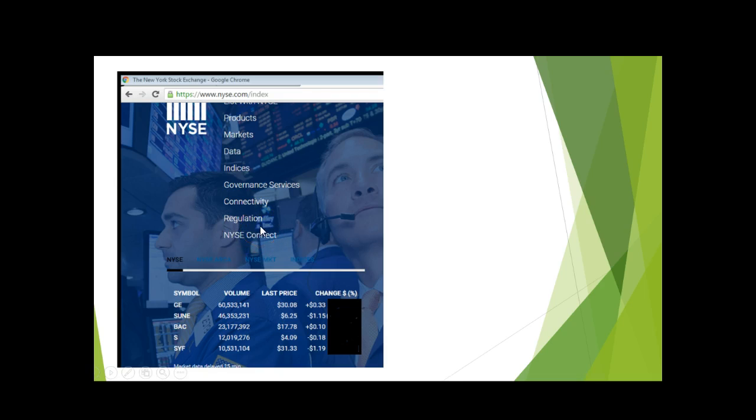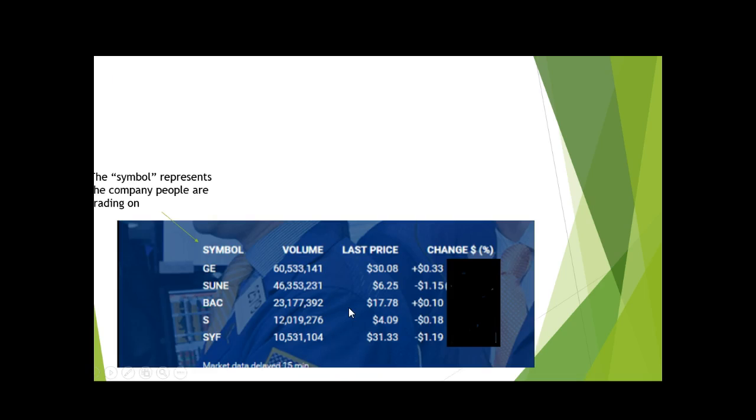So this is a picture of the front page of the New York Stock Exchange website. I took that screenshot and I blocked out the percents, and we're going to find out what that percent is. A little bit of information on the data. The symbol represents the company people are trading on, so GE is, I'm assuming, General Electric, and I'm not sure what the rest of these are, but they're all companies. The volume is how many stocks are bought or sold over a certain period of time. Could be a day, could be a month, I'm not sure, but it's basically how much is trading hands.